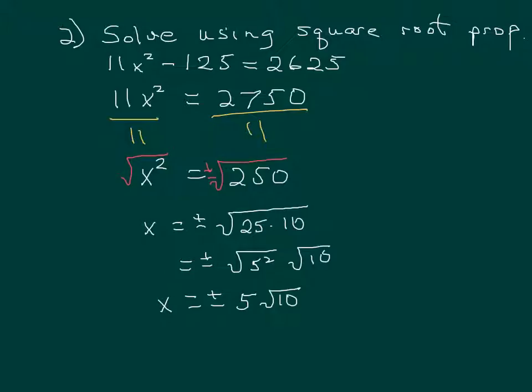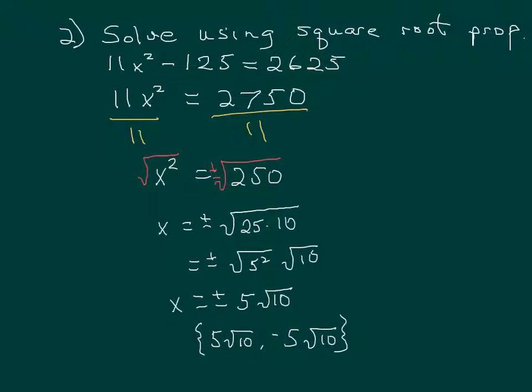x equals plus or minus 5 square root of 10, and you would write that 5 square root of 10 and negative 5 square root of 10. You answered 25 and 25.